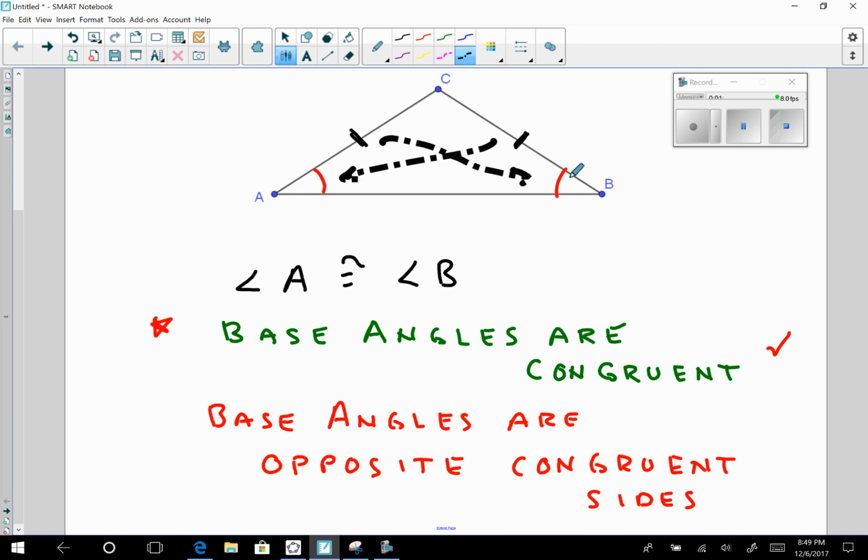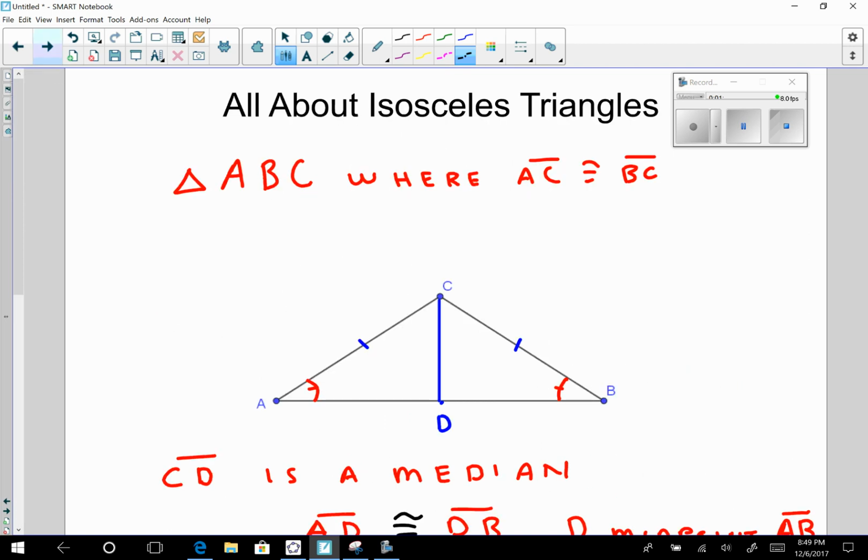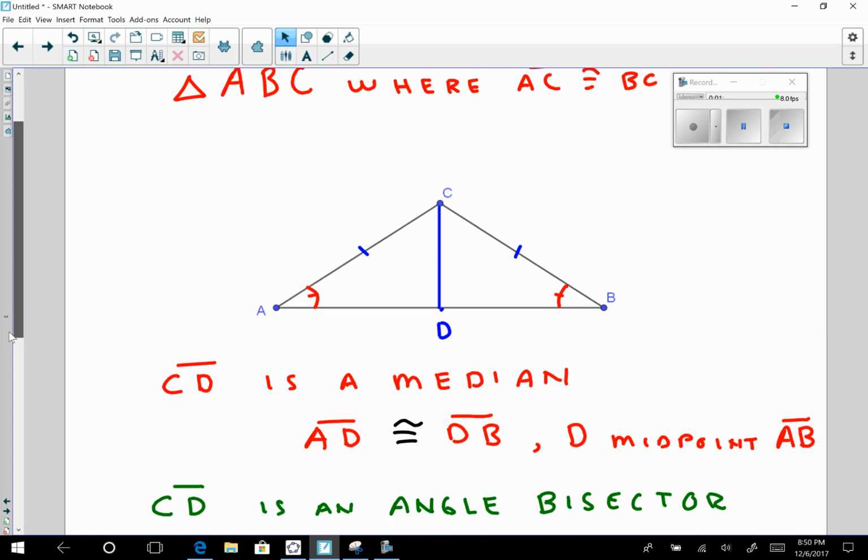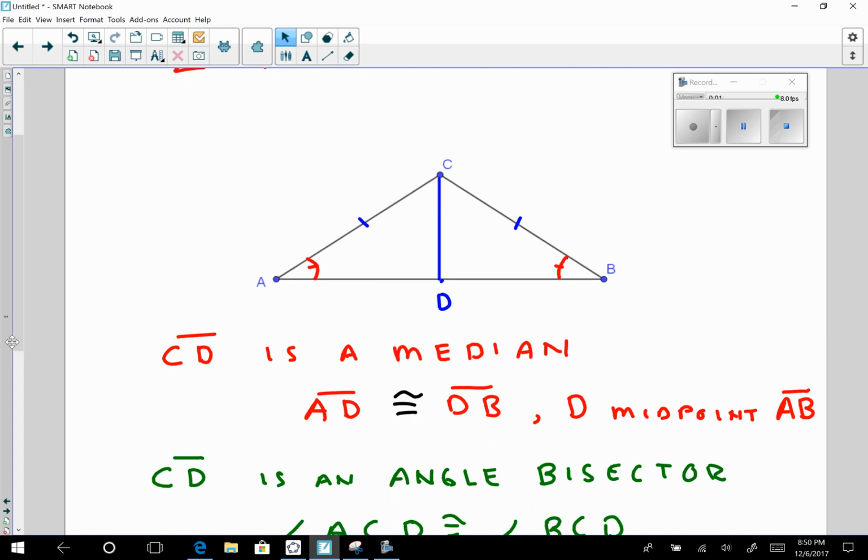So in the last week or so, we've also talked about some other properties of the isosceles triangle. If I slide a median in there, where CD is a median, what do I know? Well, by definition, a median is a segment that reaches from a vertex to the midpoint of the opposite side. We'll talk more about that definition later.